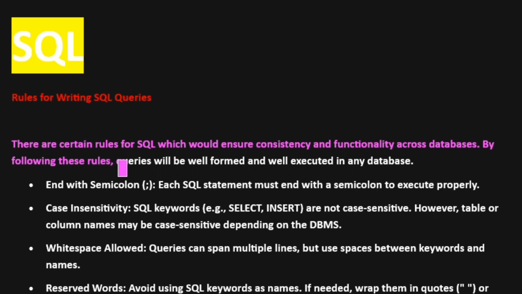following these rules. Meaning SQL consistency should be maintained, and for error avoidance in SQL, these rules are very beneficial. So the first rule of writing SQL queries is to end with the semicolon. End with the semicolon, not the colon. Every query written must end with the semicolon. Each SQL statement ends with a semicolon to execute properly, and without a semicolon the SQL query is not executed.